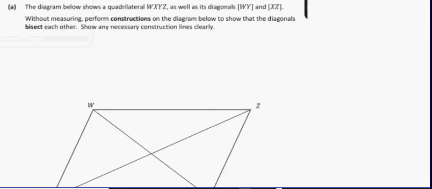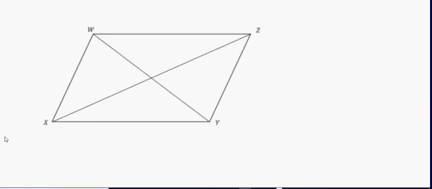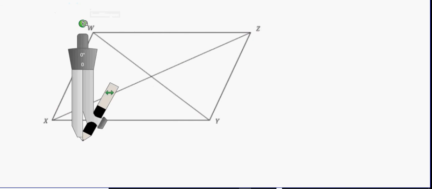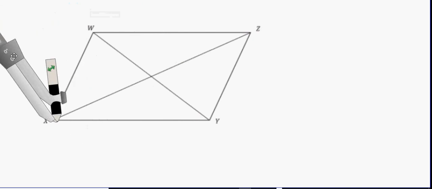The diagram below shows quadrilateral W, X, Y, Z, as well as the diagonals WY and XZ. Without measuring, perform constructions on the diagram below to show that the diagonals bisect each other. Show any construction lines clearly. Bisect means cut each other in half, right? The only construction that comes to mind for me is the perpendicular bisector. So here's what I'm going to do. I'm going to grab this here, and I'm going to do a perpendicular bisector.